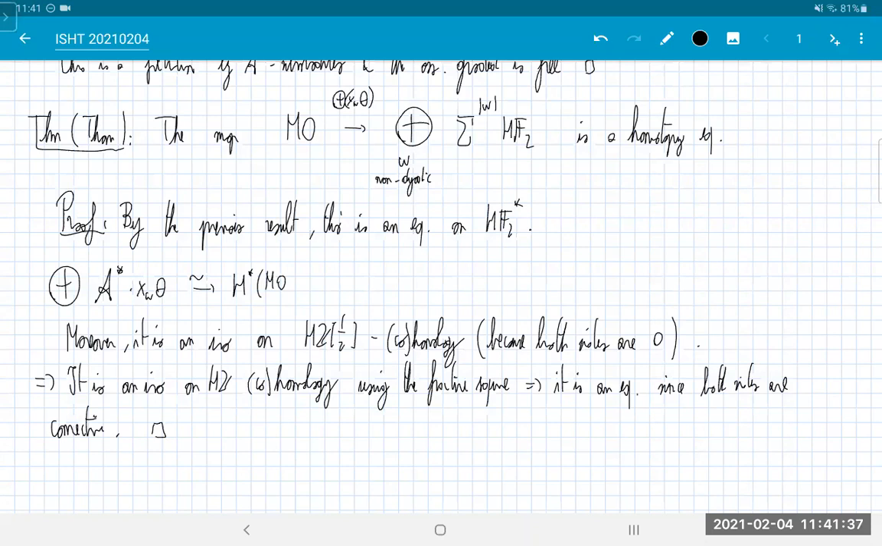If you have a connective spectrum with HZ homology trivial, then it has to be the zero spectrum. All homotopy groups are zero. And you need connective here, of course, because you have to start the induction somewhere. And then last week's exercise had an example of a non-connective spectrum with trivial integral homology. That was KU mod B. But in this case, both sides are manifestly connective.